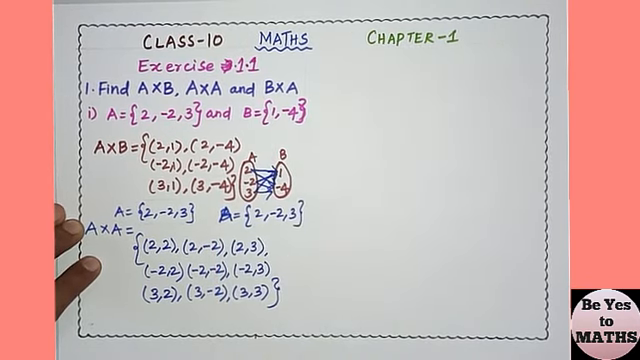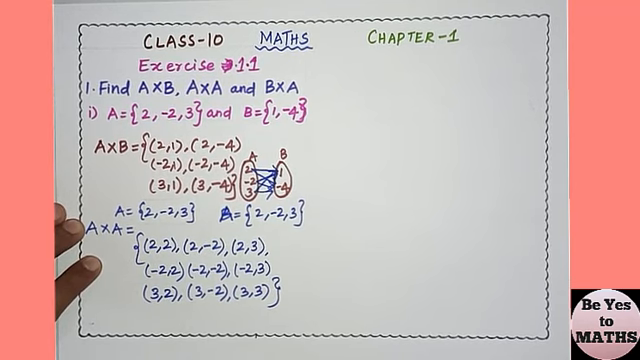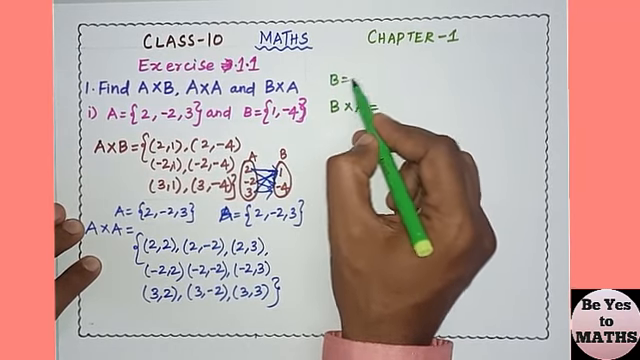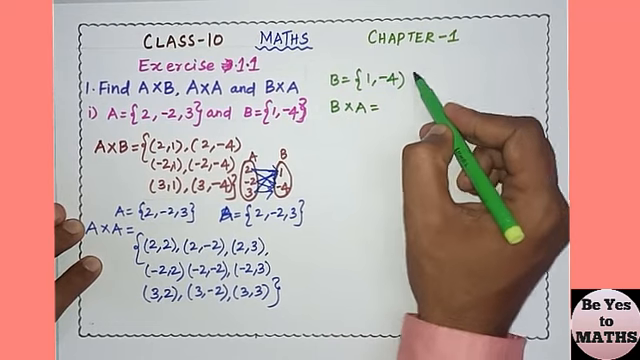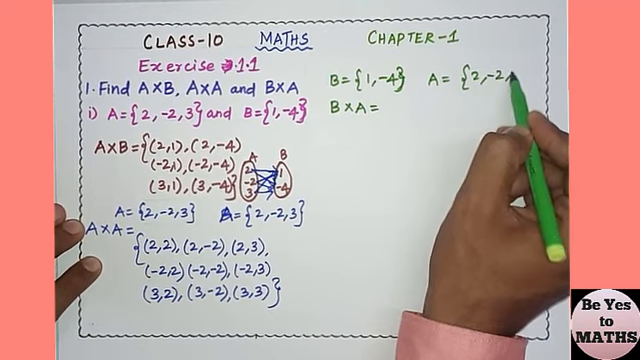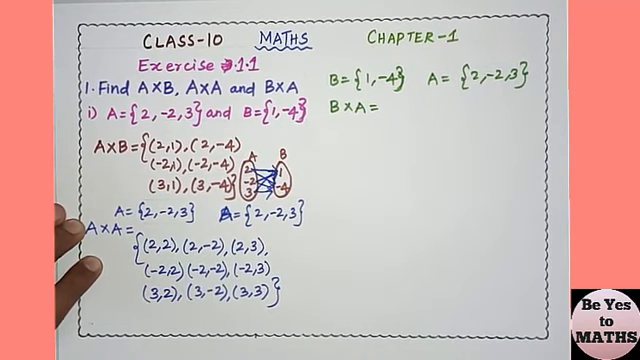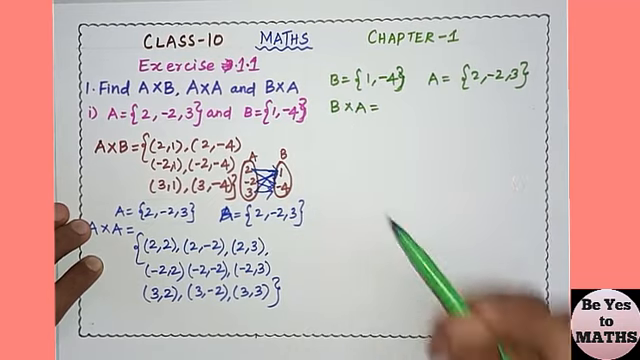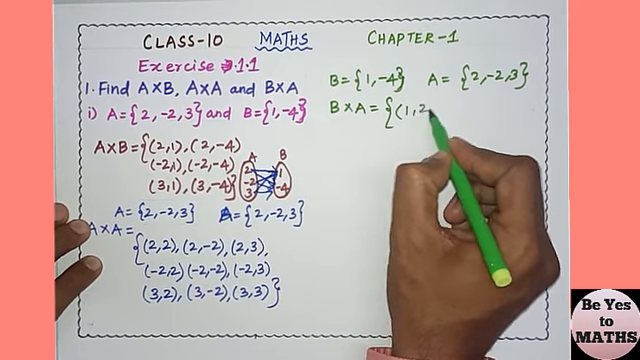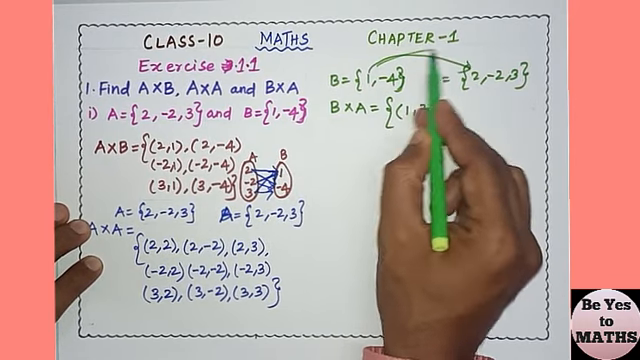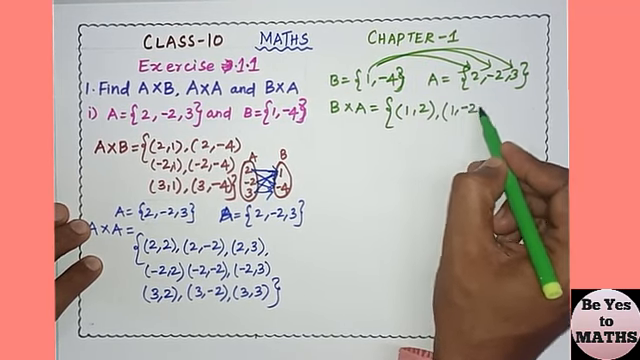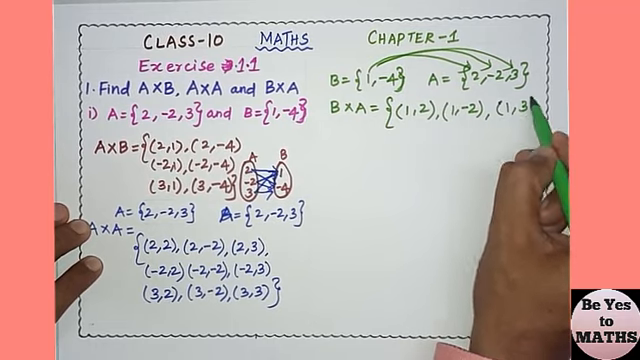Now we have to find out B cross A. So B set is 1 comma minus 4. A set is 2, minus 2, 3. Now take element 1 from set B and pair with all the elements in set A. So 1 comma 2, 1 comma minus 2, 1 comma 3.